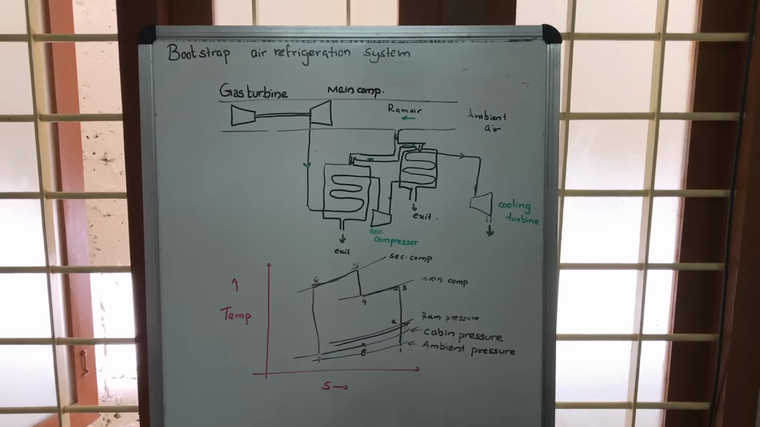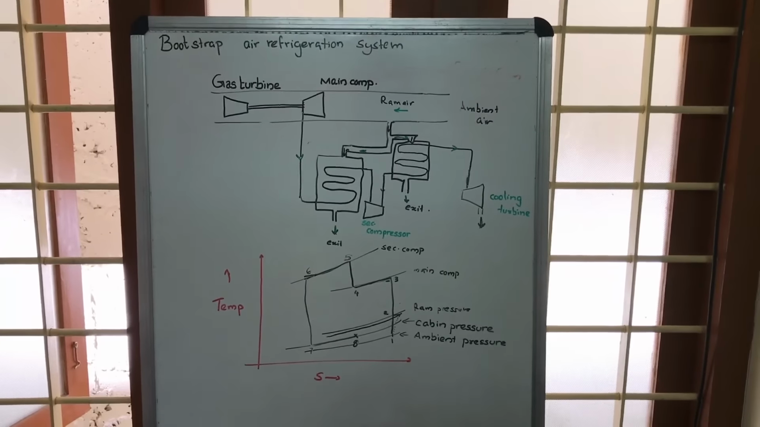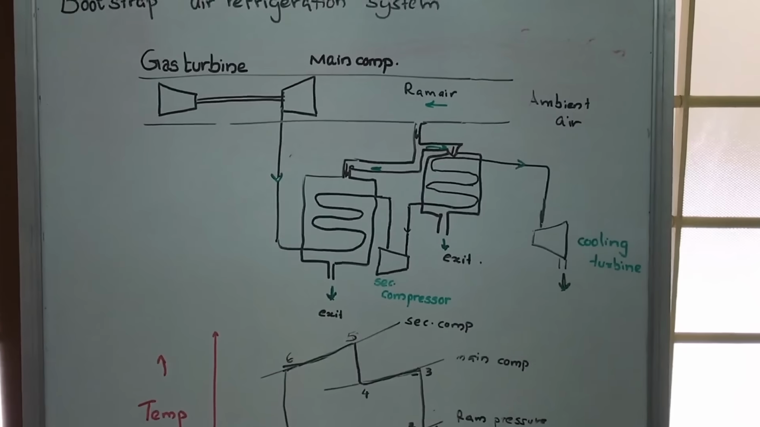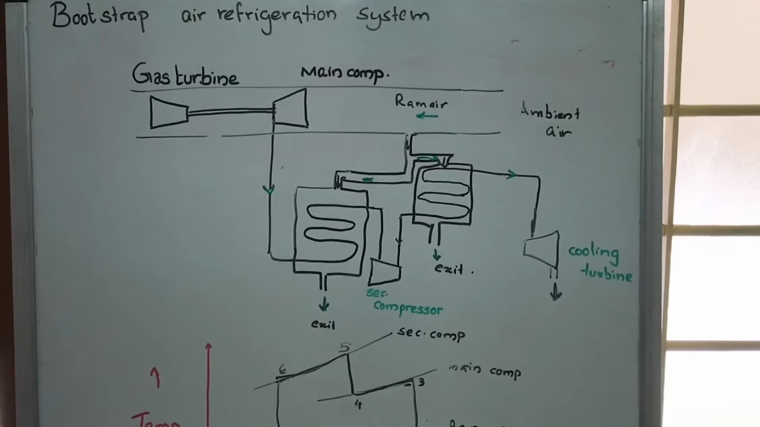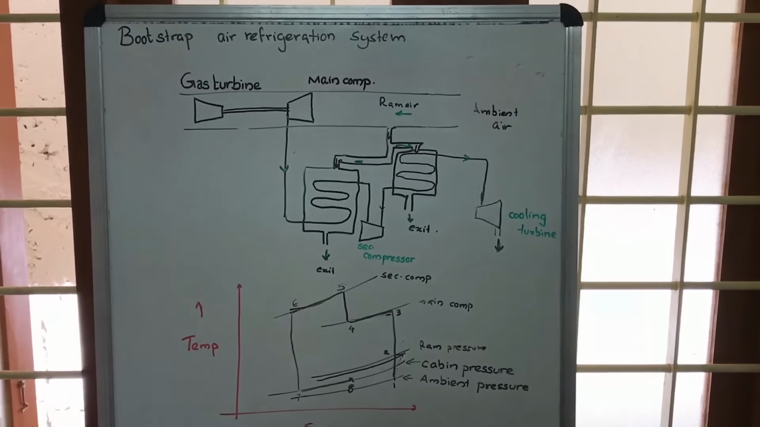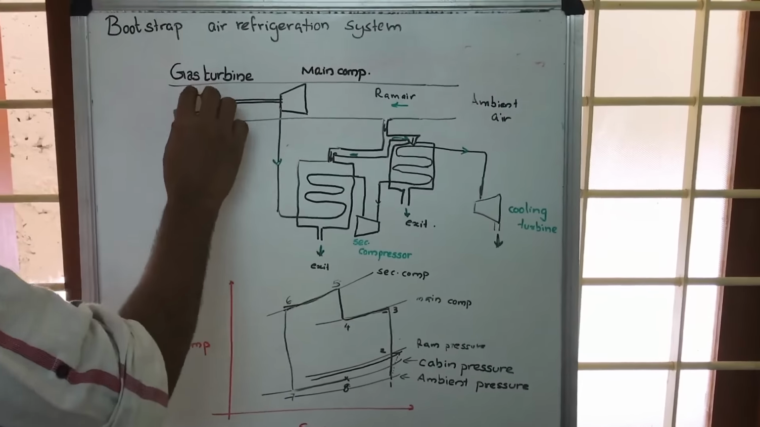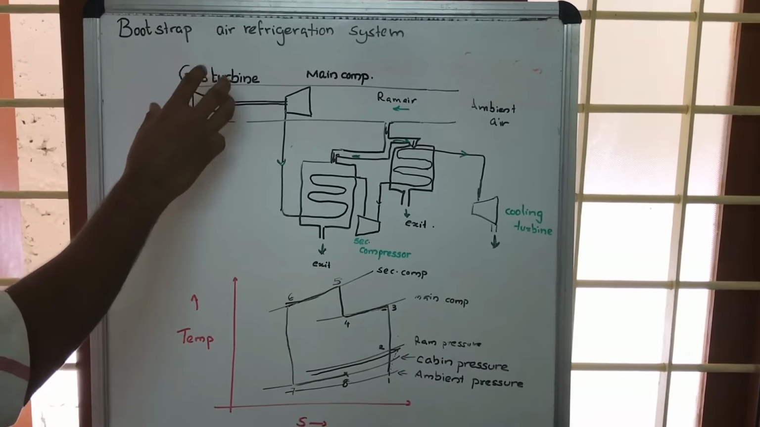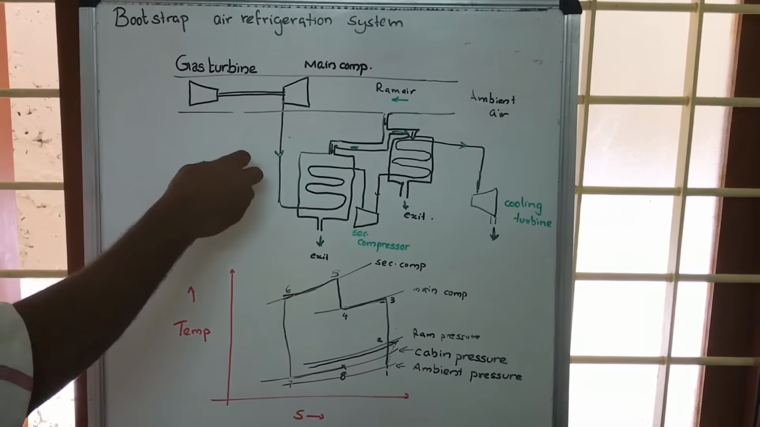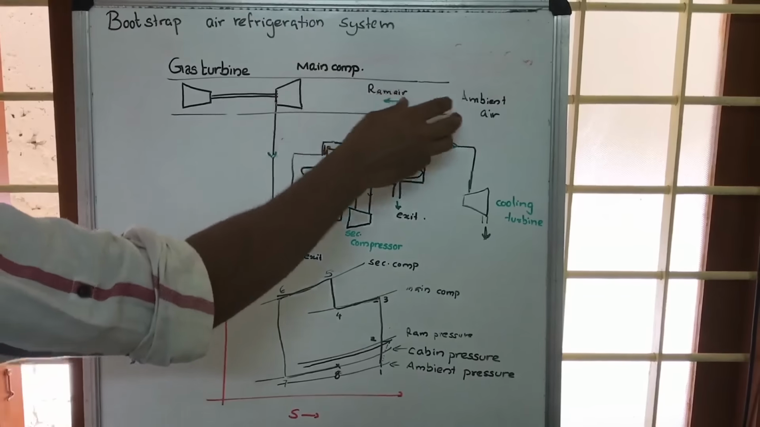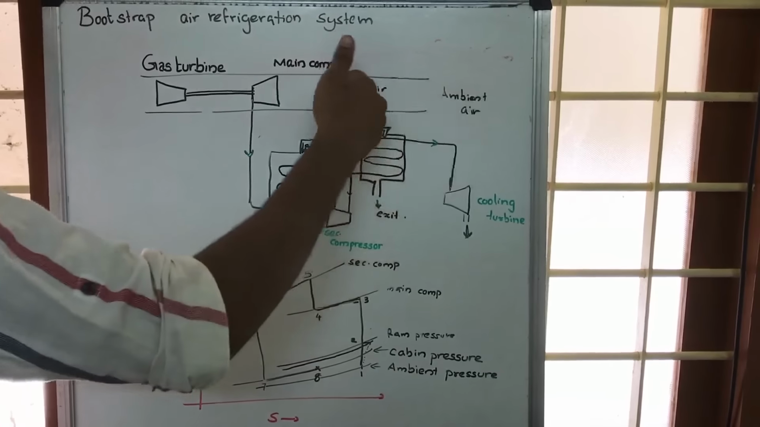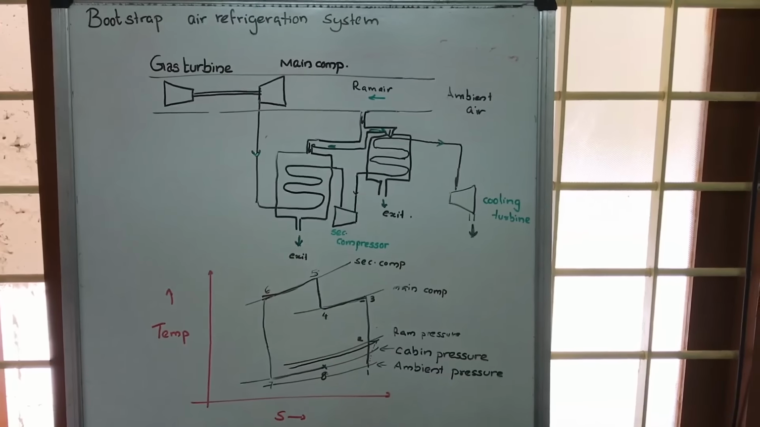So we are going to discuss Bootstrap Air Refrigeration System. Bootstrap Air Refrigeration System is a refrigeration system used in aircraft engines, aircrafts. And here, this is the main gas turbine and main compressor. This main gas turbine is used to run the aircraft, and this is the compressor. And here we are providing a conduit through which ambient air is entering the main compressor.